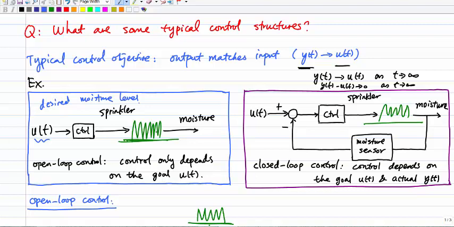Open loop control means my u(t), assuming this is my reference, remember this is the desired moisture level, gets converted to our control signal. This is typically called our control algorithm.